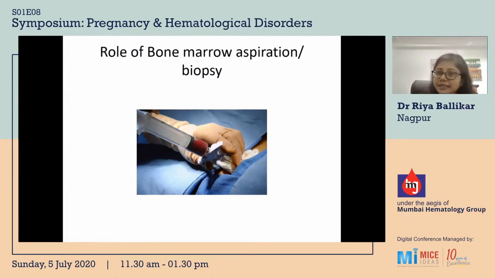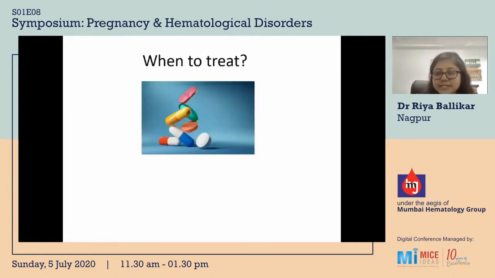So I routinely do not do it unless I have a strong doubt that it could be something else like a leukemia, or if my patient is not responding to the standard line of therapy, or if I have planned a splenectomy. When to treat.